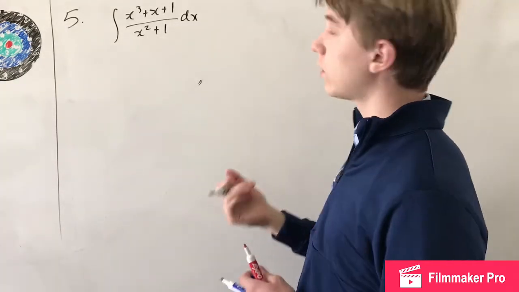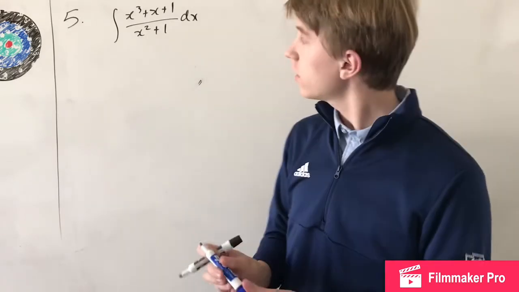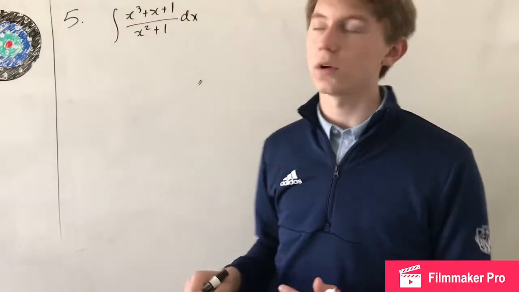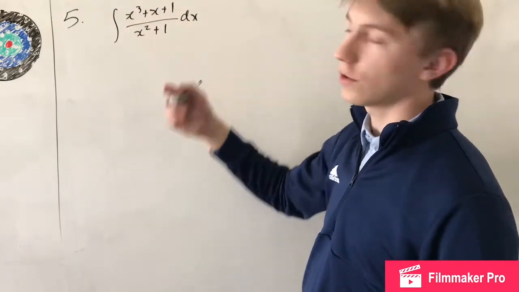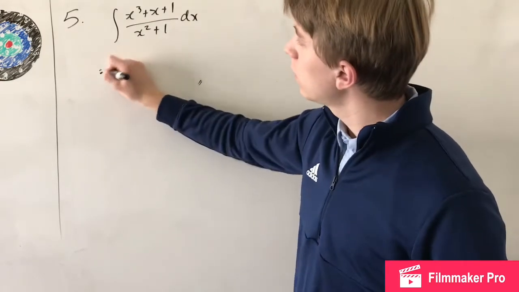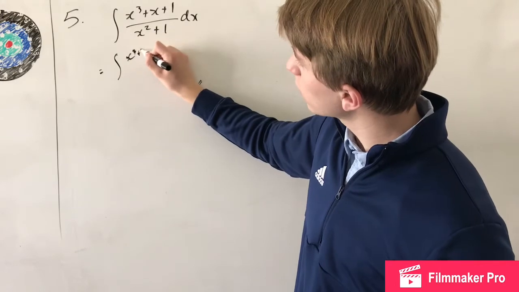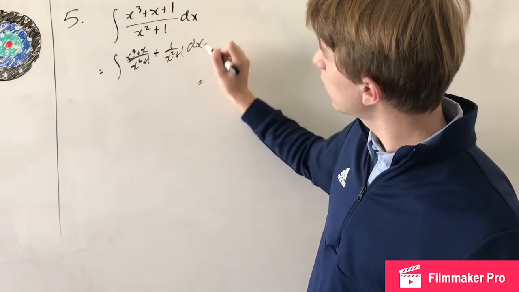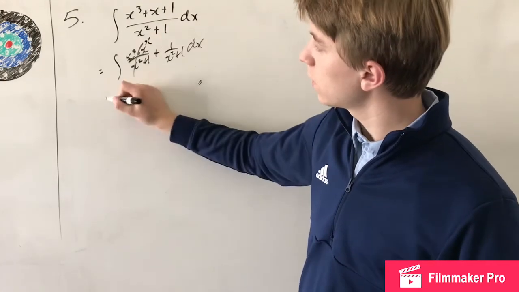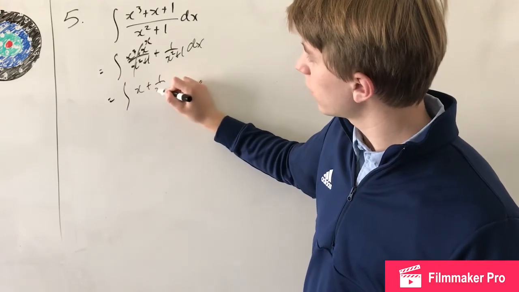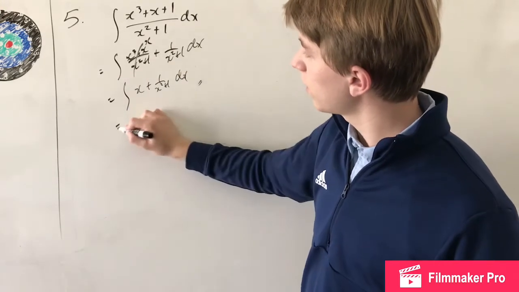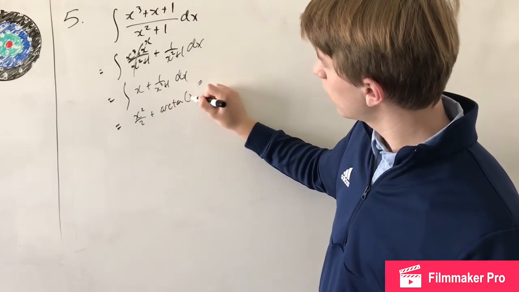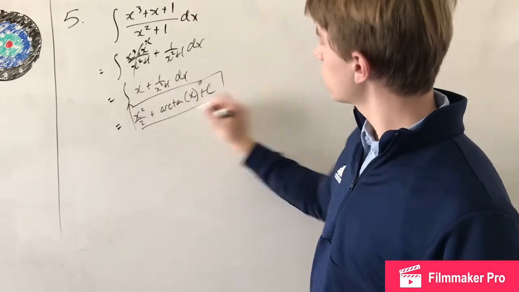Okay, this one, you can do long division, but that might be a little bit extra. The easy thing to do here is, since we have this numerator, we can break it up. And notice we have x squared plus x is the same as x times the quantity of x squared plus 1. So if we break it up like this, x cubed plus x over x squared plus 1 dx, this just becomes x. So we have the integral of x plus 1 over x squared plus 1 dx. That becomes x squared over 2 plus arctan x plus c. So that one's not too bad.